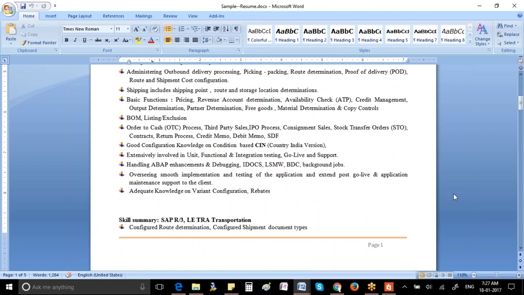As Prabhu told, when coming to the interviews, they can ask anything, even what you don't mention here. But you should tell them what level of experience you have in those concepts. If you don't mention that, they feel that you know everything. That's the reason you say adequate knowledge on variant configuration and rebates.